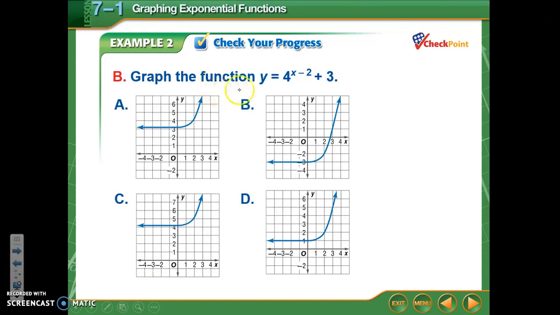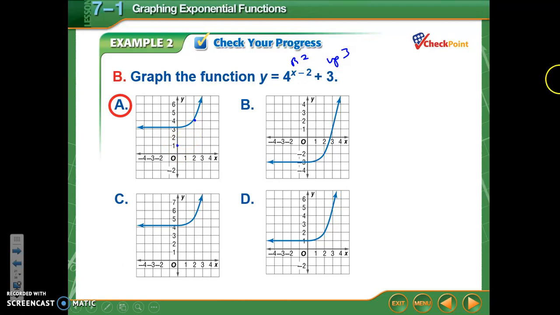All right, I want you guys to try this one. Make sure you identify the vertical and the horizontal shift. All right, your answer here should be A. In this particular graph, this +3 moved it up 3 units, and the -2 moved it to the right 2 units. So you can see here that my horizontal asymptote is moved from 0 to 3. And then my intercepts, or all of my other points actually, have been moved to the right 2.